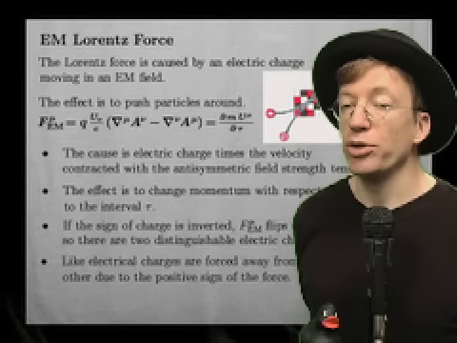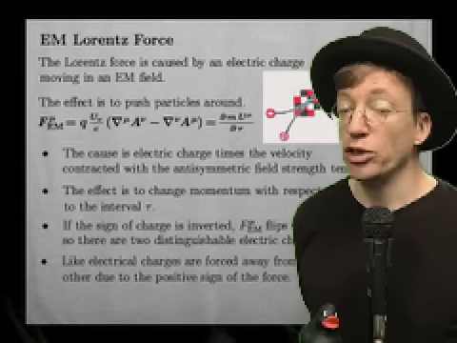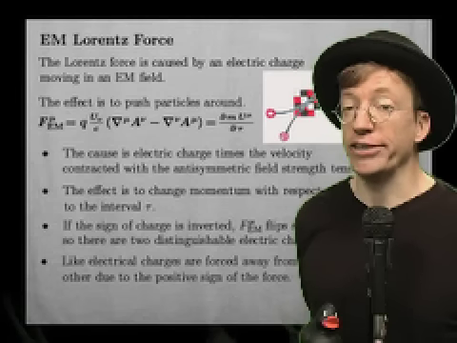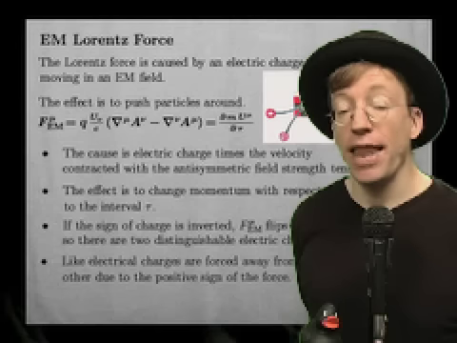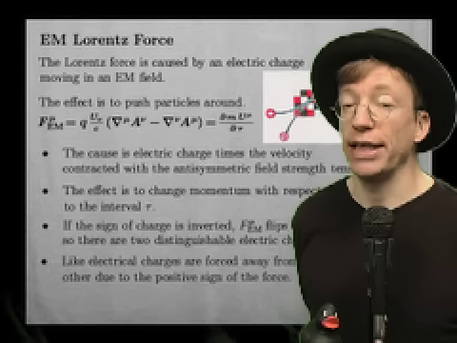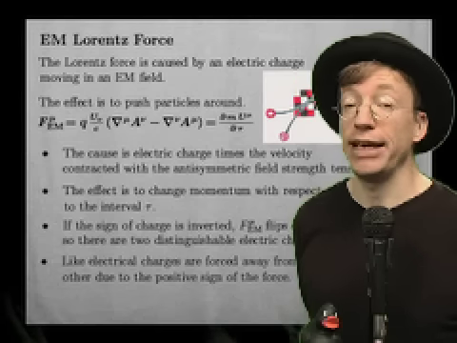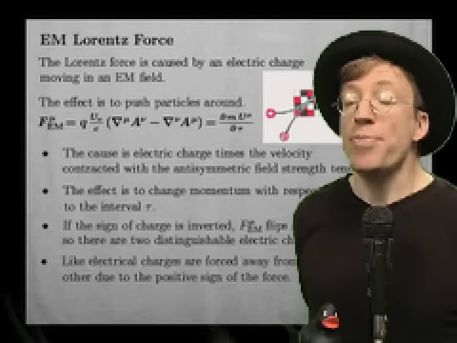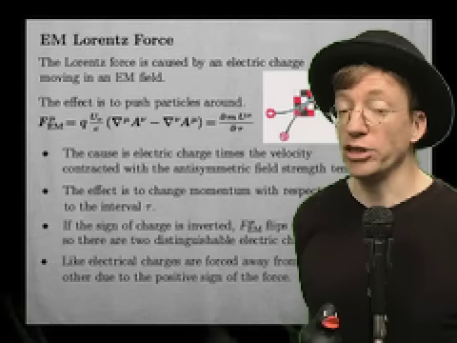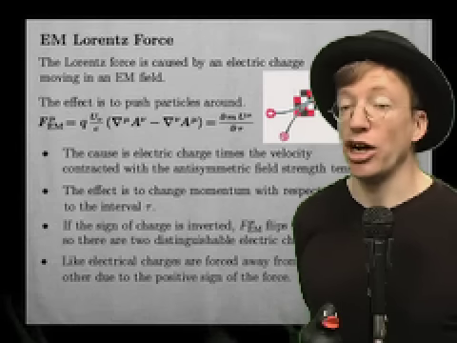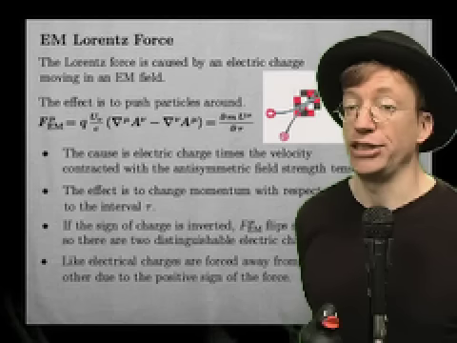If electric charge were to go from plus Q to minus Q, then the sign of this force equation would change. That indicates that there are two sorts of electric charges, as we do see in nature, a plus charge and a minus charge. Because this force equation has a plus sign in front of it, it means that like charges repel each other.